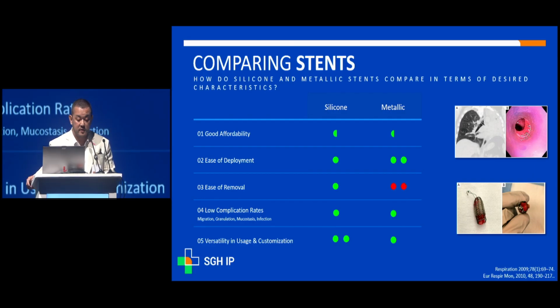And in terms of complication rates, in the literature, the most common complications would include migration, granulation, mucostasis, and infection. And I'll discuss later that in the literature, the complication rates are similar. And also, in terms of versatility and customization, in my opinion at least, silicone is a bit more versatile, because we can do it on the spot by suturing and customizing it ourselves, DIY.